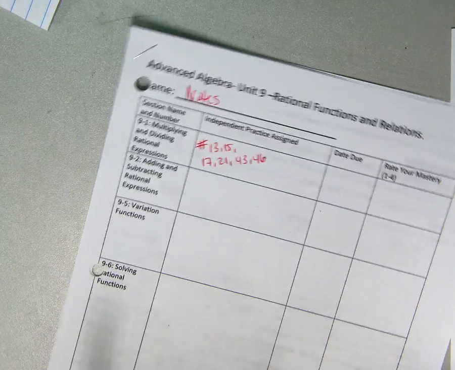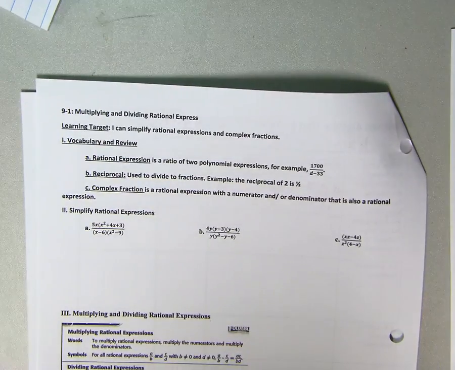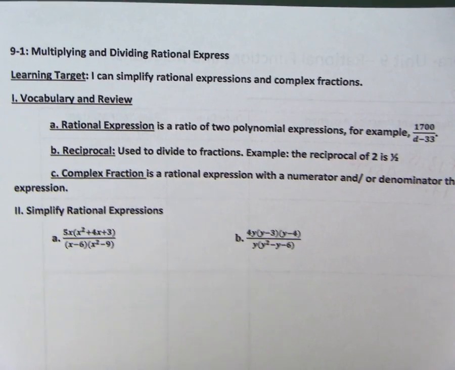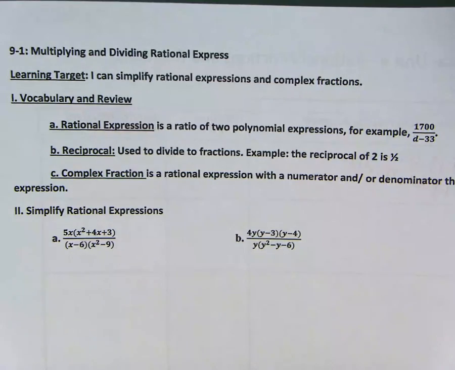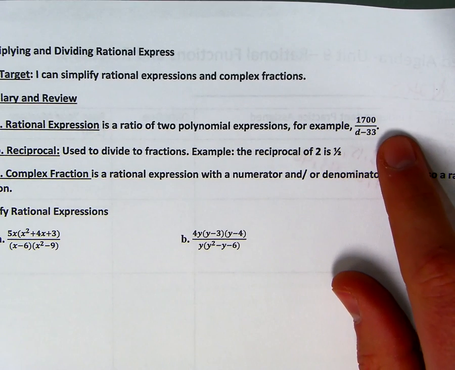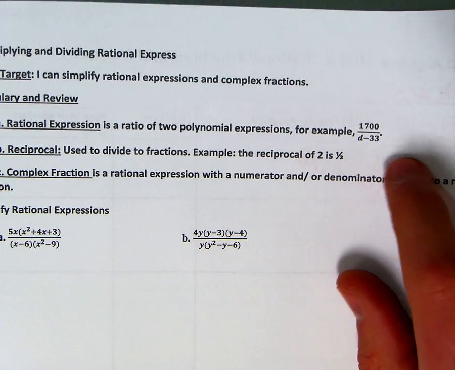But the first page. So our learning target: I can simplify rational expressions and complex fractions. And then some vocabulary review. Rational expression, it's just a ratio of two polynomial expressions. So I gave you a little example, 1700 over d minus 33. This has one term, this has two terms.